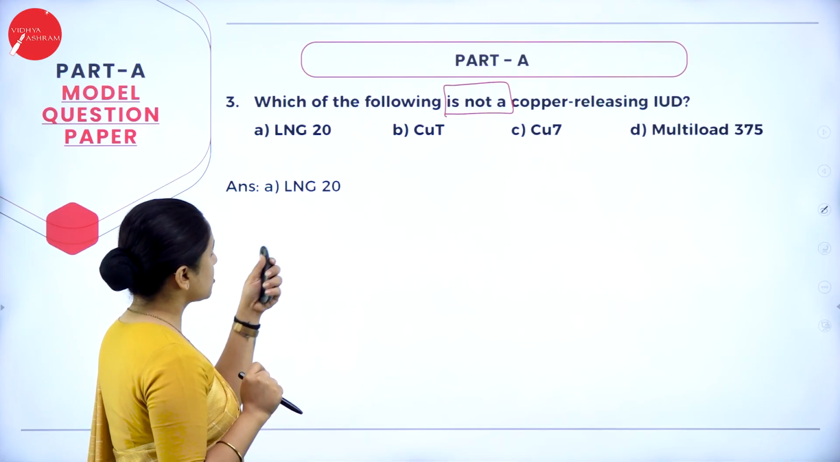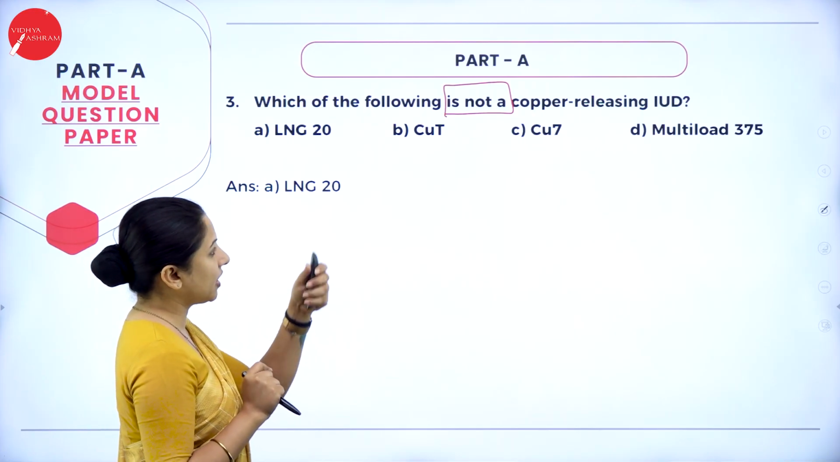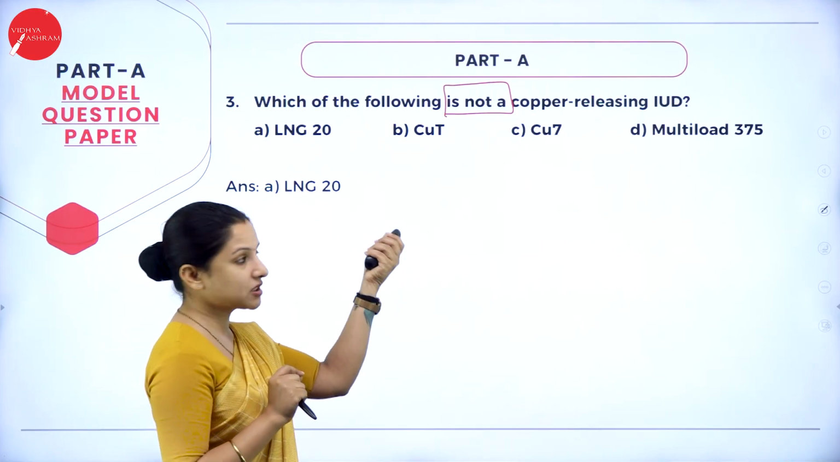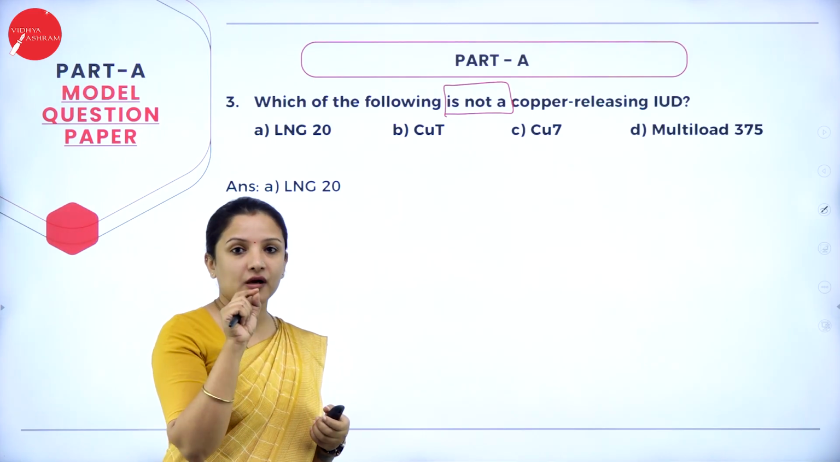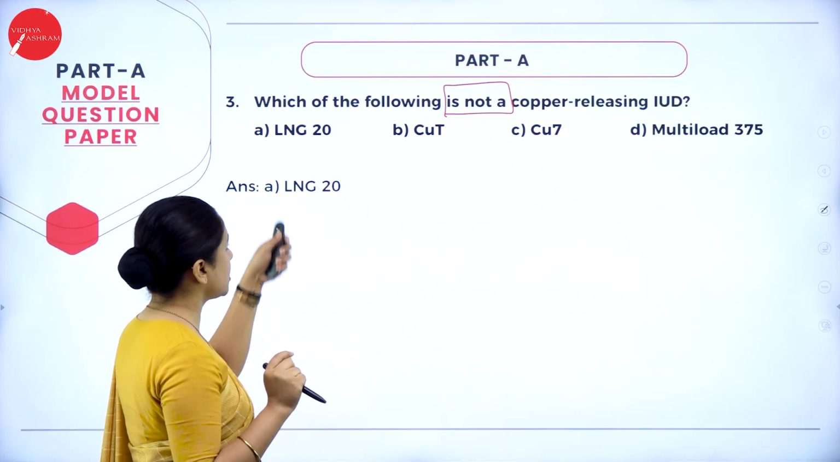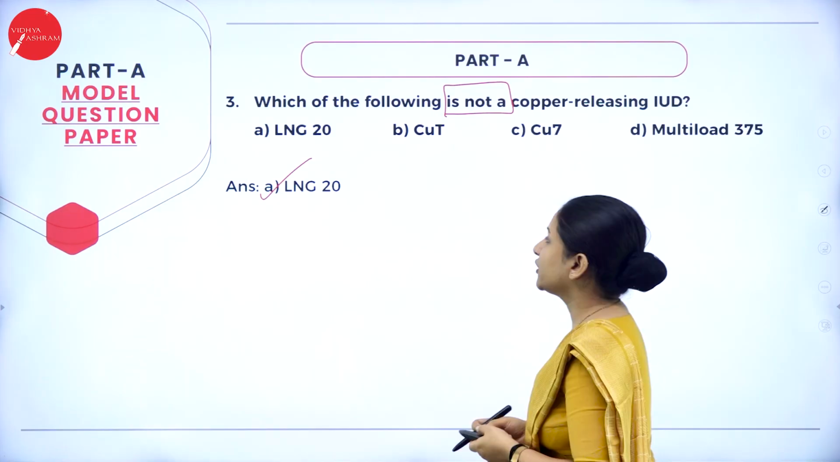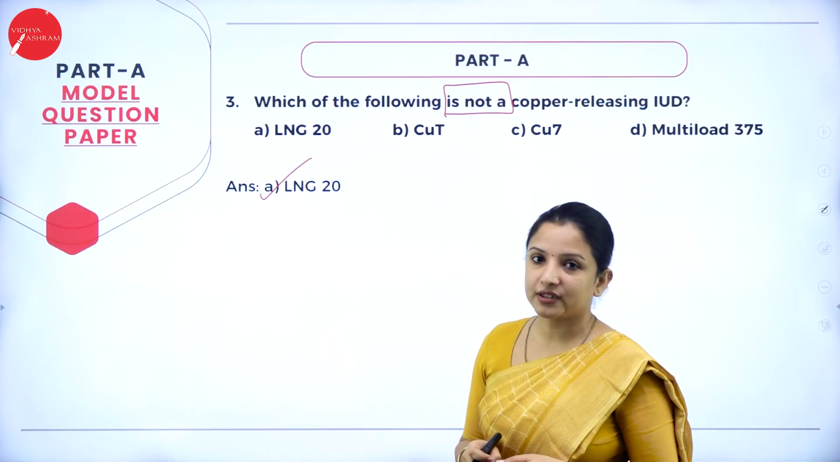So LNG 20, copper T, copper 7, multiload 375. We all know that copper T, copper 7, multiload 375 all have copper ions in them. It's only LNG 20 which doesn't have. So because LNG 20 is a hormone releasing IUD.